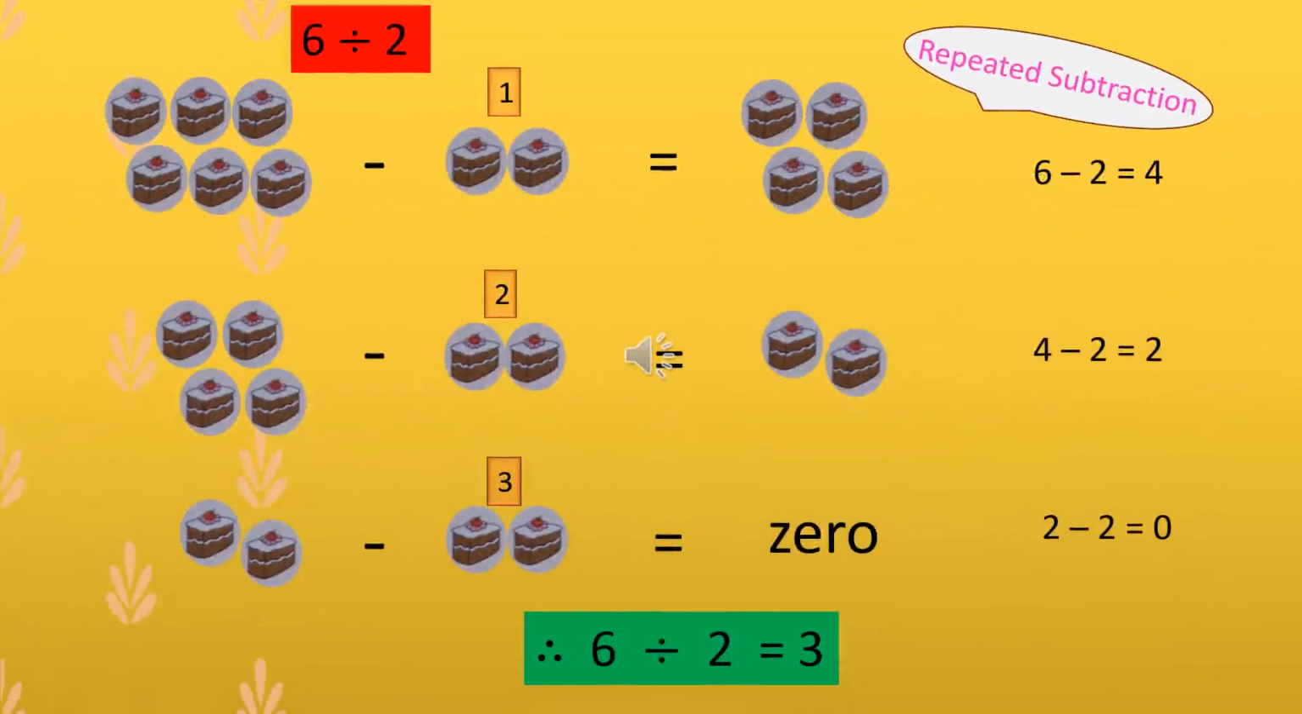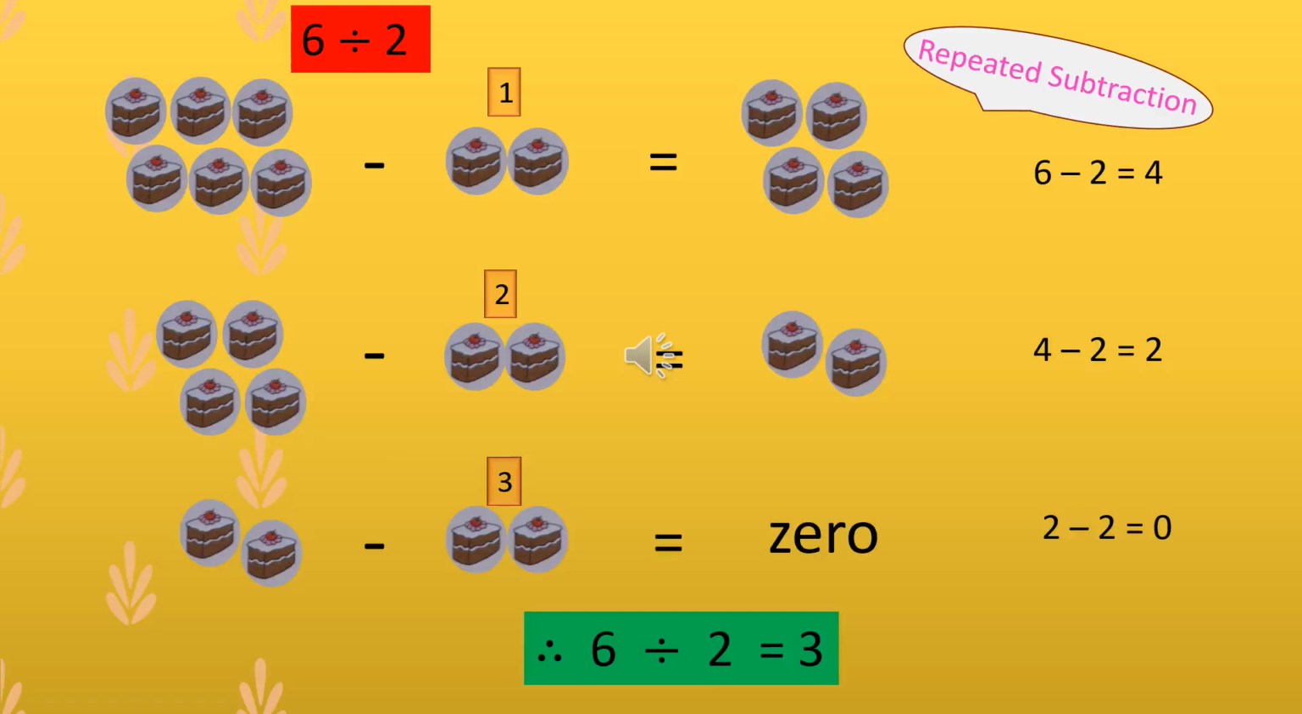Now children, let's see how it is a repeated subtraction. Here we have taken an example of 6 divided by 2. See, children, here we have to divide 6 by 2. So we will subtract 2 from 6. Now let's see how many times 2 can be subtracted from 6. See, here we have 6 pastries. You can see on your screen, 6 pastries are there.